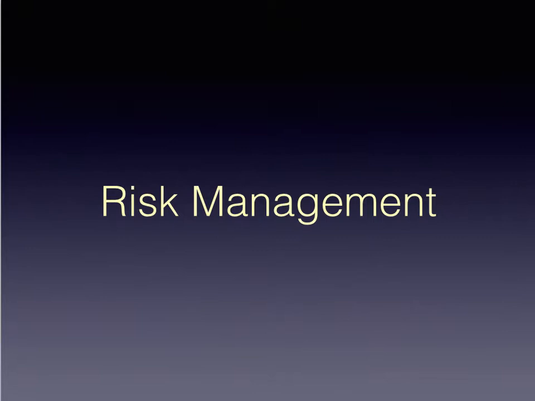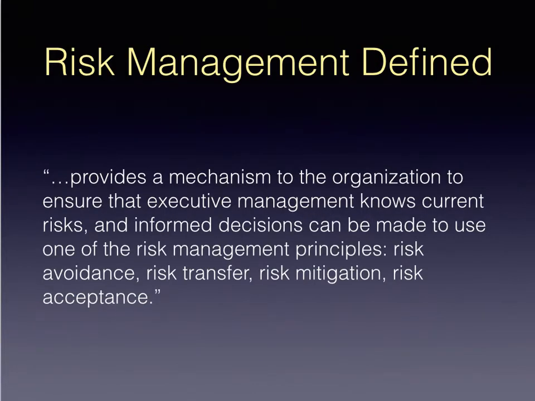Now we get into the core of security, which is risk management. According to the text, risk management provides a mechanism to the organization to ensure that executive management knows current risks, and informed decisions can be made to use one of the risk management principles: risk avoidance, risk transfer, risk mitigation, or risk acceptance. Risk avoidance is just not to do what would increase the risk.